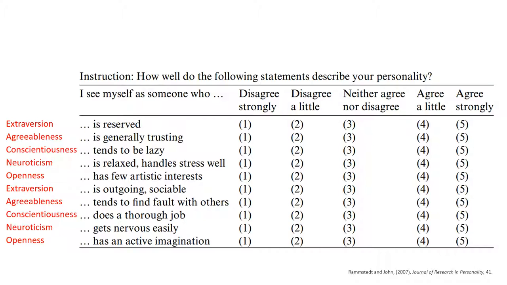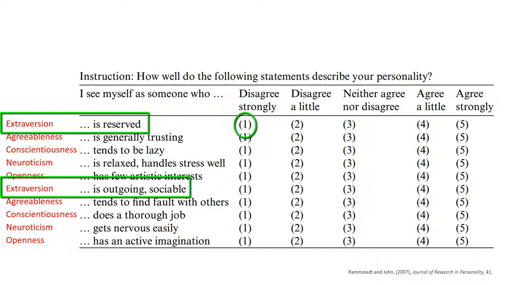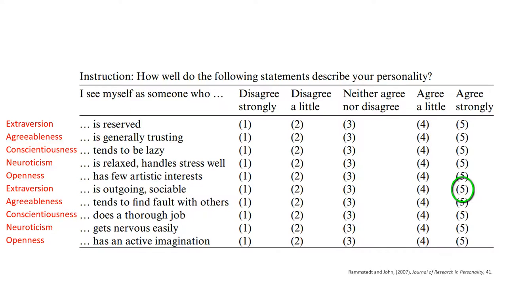You may also notice that some of these questions are reverse coded. For example, look at the extroversion question item 1. So I see myself as someone who is reserved. Well, if someone is strongly extroverted, you would expect them to disagree strongly with this statement. On the other hand, I see myself as someone who is outgoing and sociable, the other extroversion measure, we would expect that individual to score a 5 here. And that's what it means to be reverse coded. That is, we would flip these numbers and then score them together.